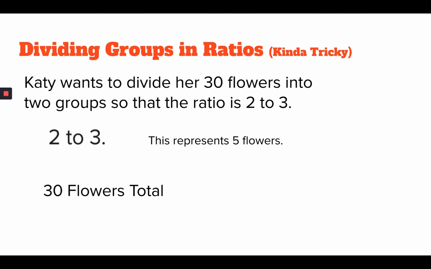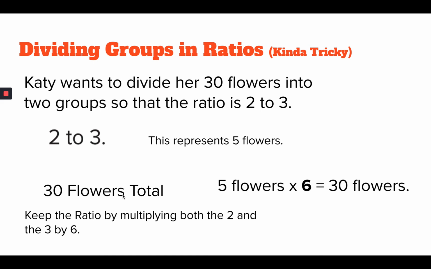We also know there's 30 flowers total. So how I solve these is I try to find that missing number. That's going to take the flowers I know I have, 5, times what is going to give me the total number of flowers. In this case, 6. 5 times 6 will give me 30 flowers.